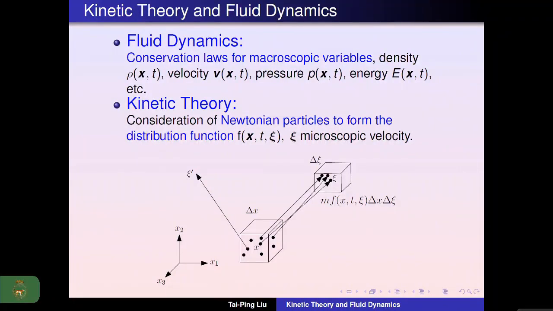Okay, so I want to talk about the kinetic theory and the fluid dynamics. First, I started with the gas dynamics. Then I moved to kinetic theory, and then stayed there. And now I try to move back, to somewhat different fluid dynamics, which some people may call modern fluid dynamics. So what is fluid dynamics?